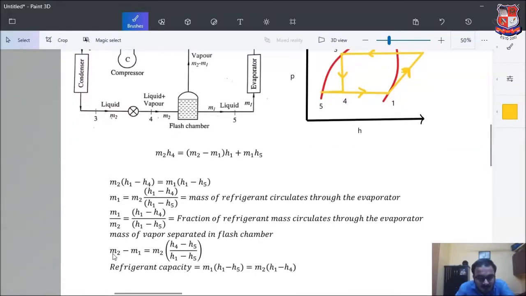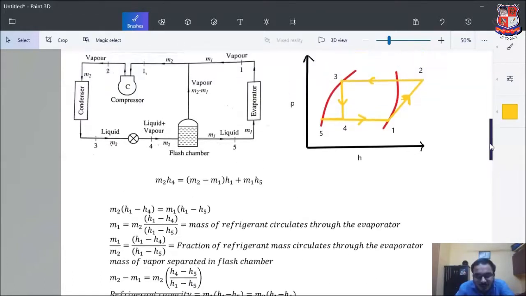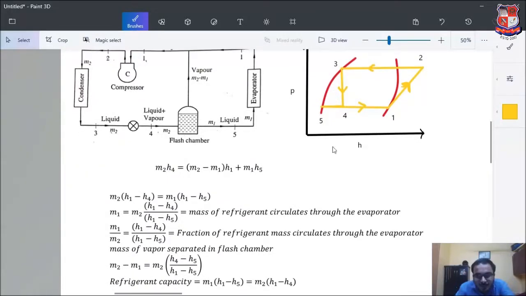And then it is given by this, and refrigerant capacity is M1 into H1 minus H5. Why is this like this? Because refrigerant capacity is given through this device, that is evaporator. So it is M1 into H1 minus H5, or you can also see here M1 into H1 minus H4.